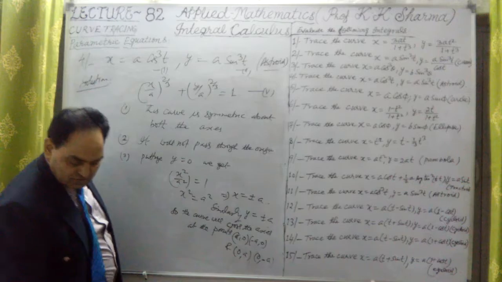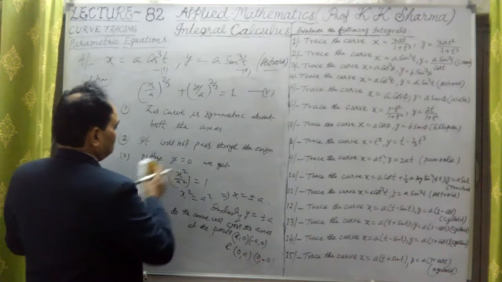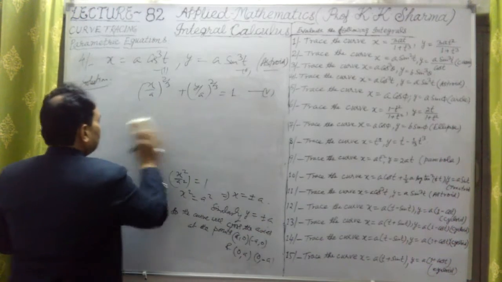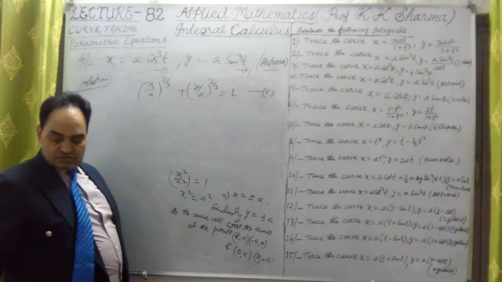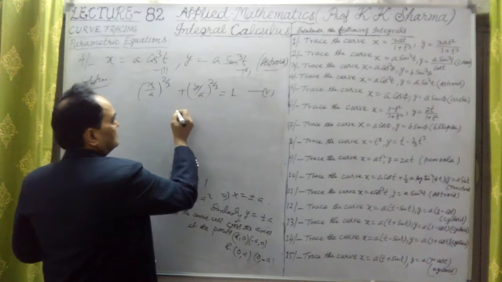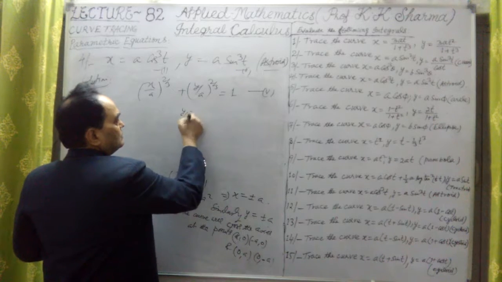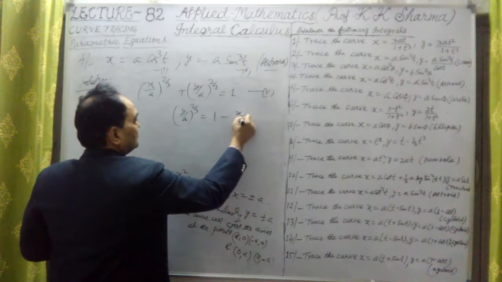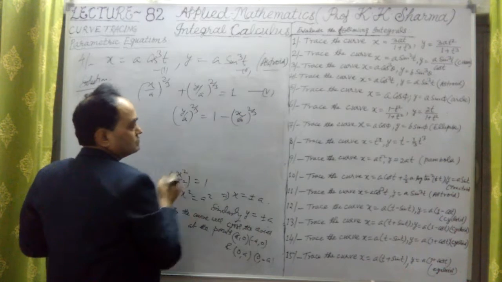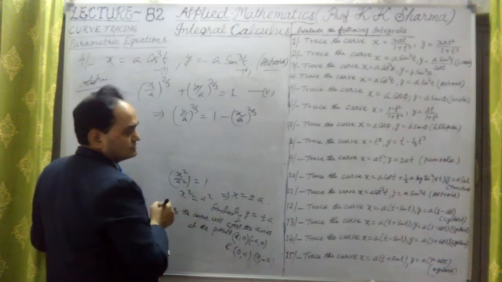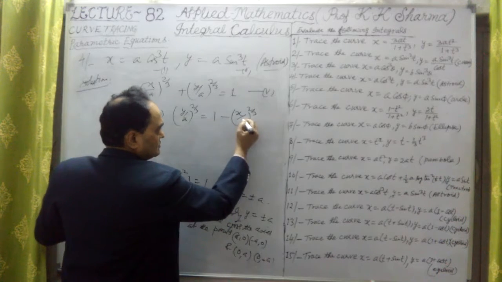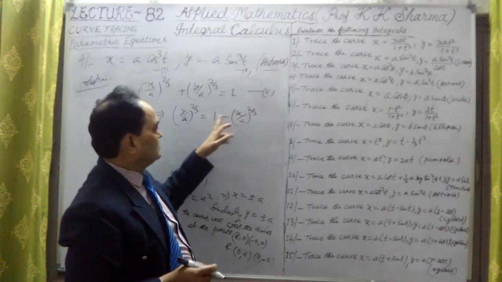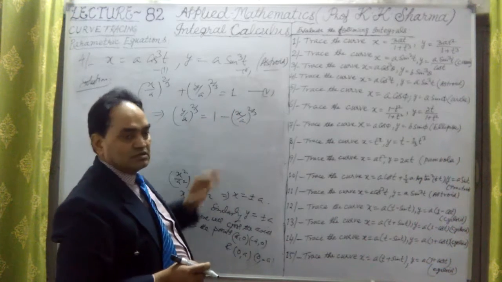Let me draw the figure again. So the shape of the curve will be, and what are the tangents there? Beyond those points, the curve will be negative. In this case also, y upon a whole power 2 by 3 is equal to 1 minus x upon a whole power 2 by 3. If I put a value of x more than a, like 2a or 3a, then it will be a negative value. So y square will be negative.